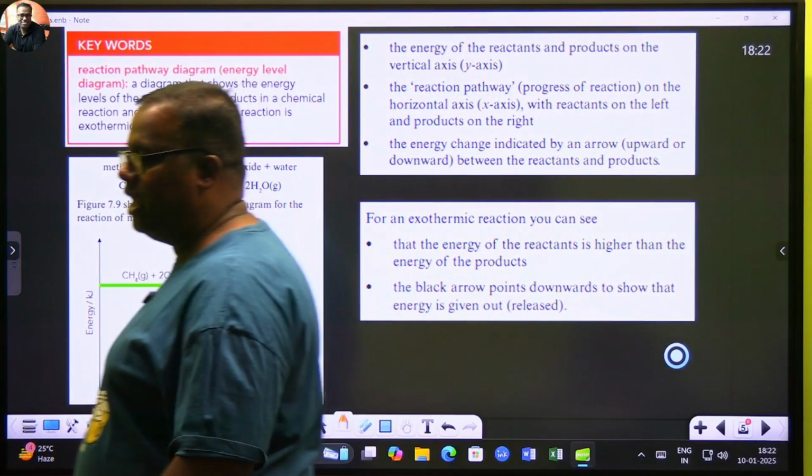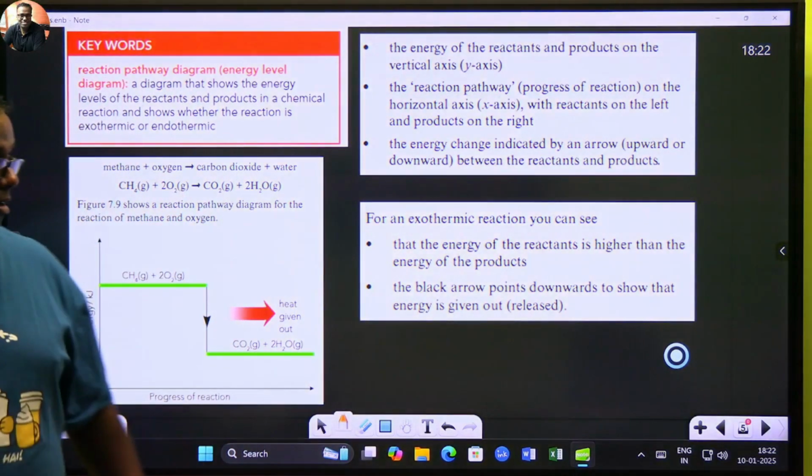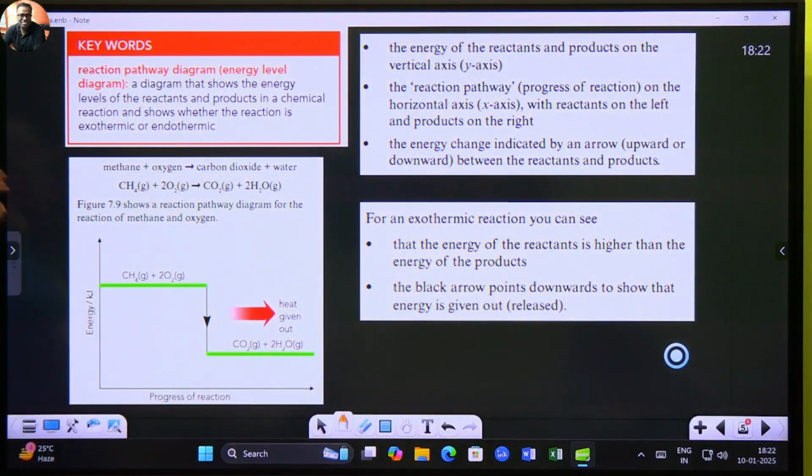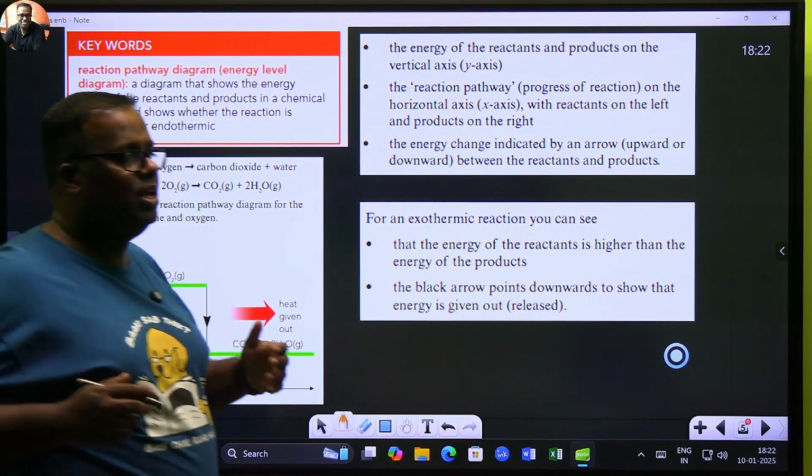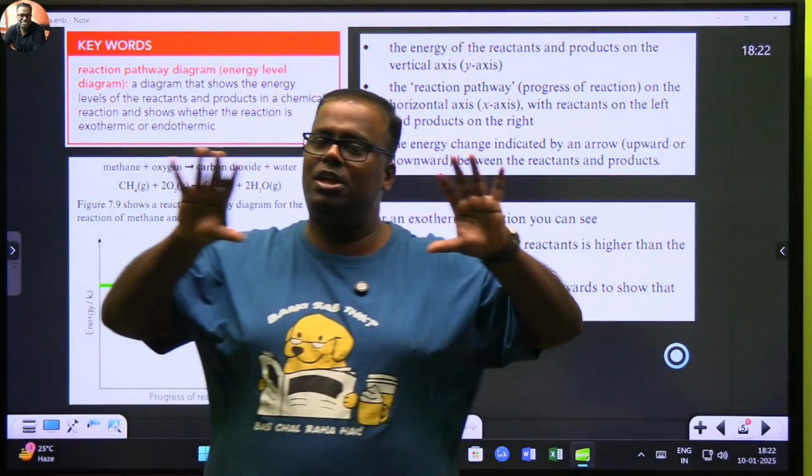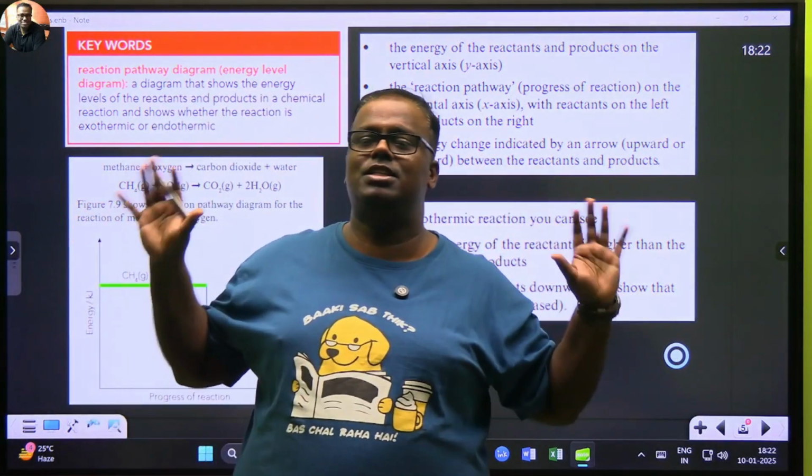Now, next is the last part of today, which is we have to study about reaction pathway diagram. Do not concentrate on the figures now. Now just try to listen. What is a reaction pathway diagram? Where are we now? We are at a stage where we know that whenever a chemical reaction is happening, there is a transaction of energy.